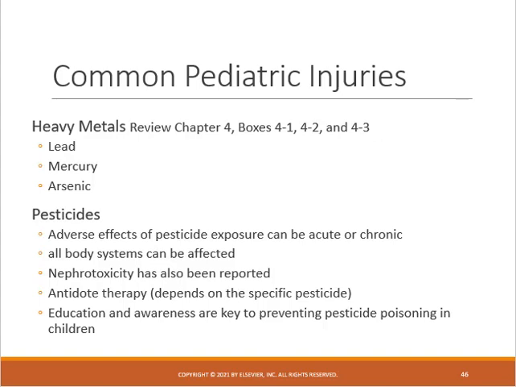And lastly, heavy metals. Review these in the book. These can include lead, mercury, and arsenic. And then pesticides can affect all body systems. They are known to be nephrotoxic. Depending on the pesticide determines whether there's an antidote available, and then educating parents on preventing pesticide poisoning.